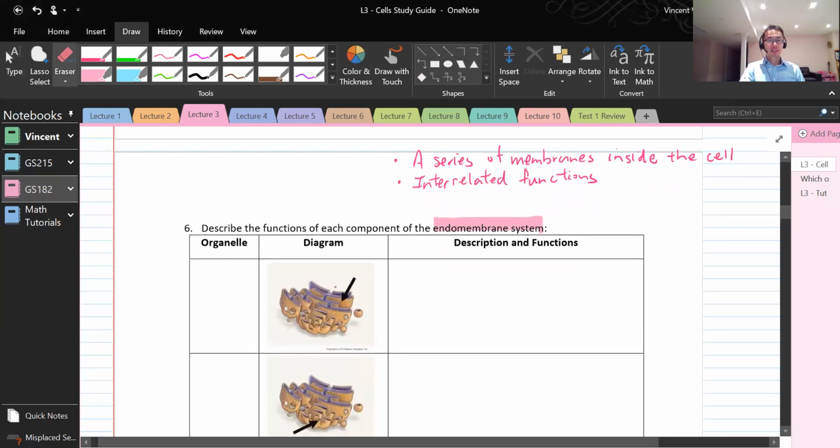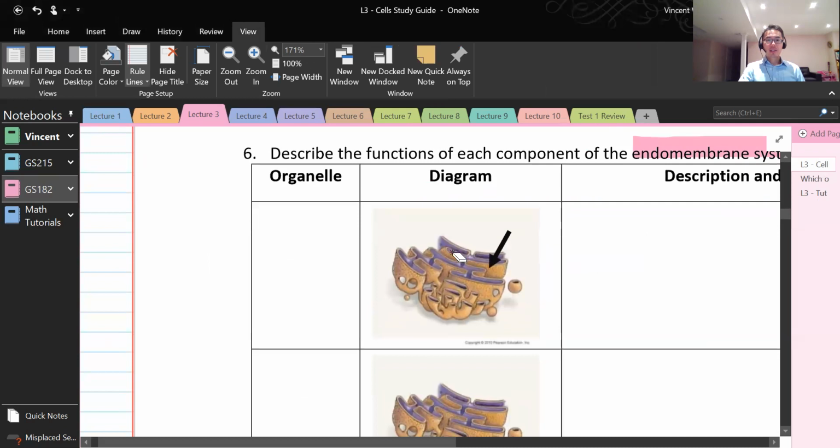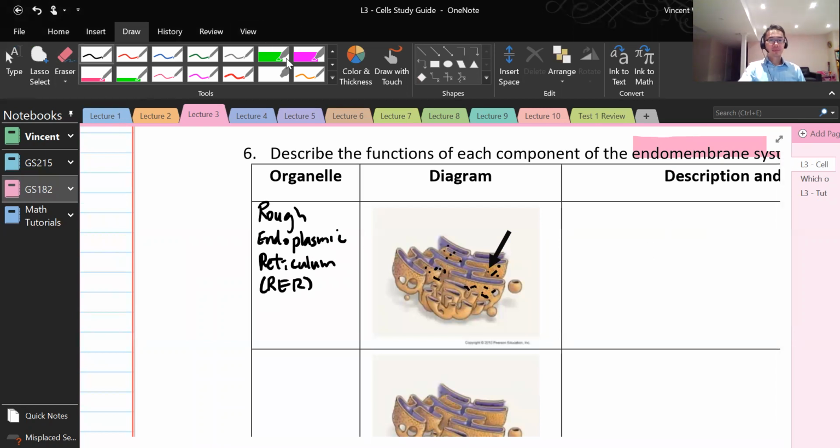The first one here, let me just zoom in for you. This one is the rough endoplasmic reticulum. You see all these dots on it, actually black dots on the diagram? All these dots are the ribosomes, and that gives it a rough appearance. That's why this part is called the rough endoplasmic reticulum. Rough ER, or RER.